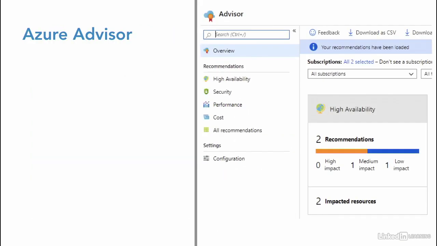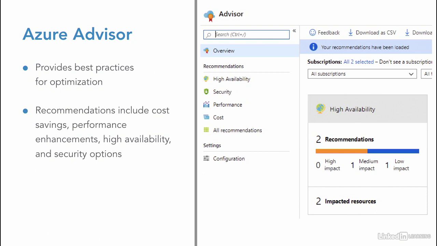And finally, the Azure Advisor. You can access the Azure Advisor through the Azure portal. The Advisor provides best practices for optimization. It will make recommendations including cost savings, performance enhancements, high availability, and security options. And these recommendations can be saved as a CSV or a PDF file.